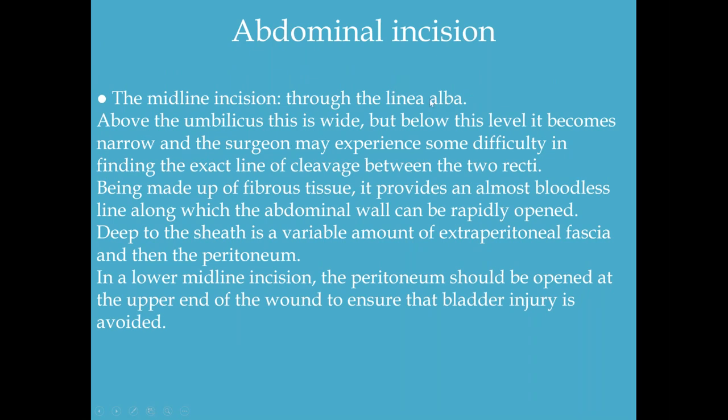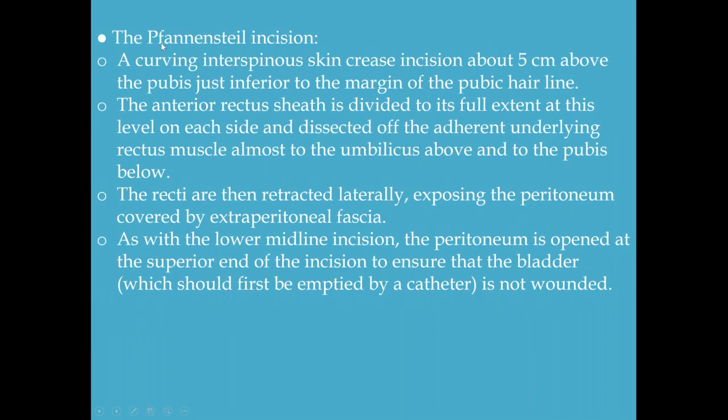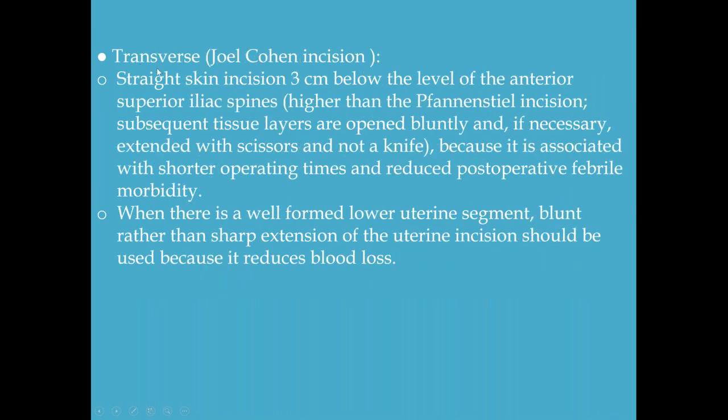The midline incision is through the linea alba. Above the umbilicus it is wide, but below the umbilicus it becomes narrow, and the surgeon may experience some difficulty in finding the exact line of cleavage between the two recti. So this is about the midline incision. The suprapubic transverse incision is used in the cesarean section. And there is also the transverse incision, the Cohen incision.